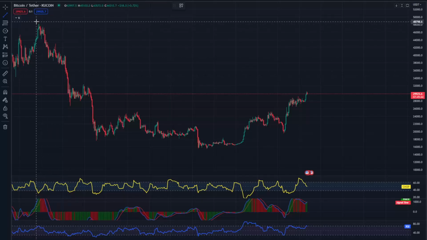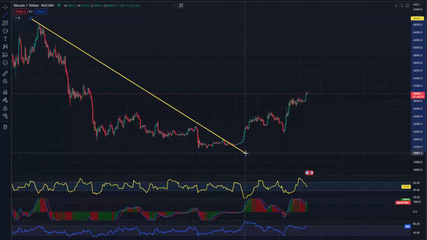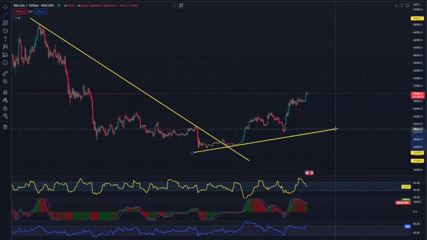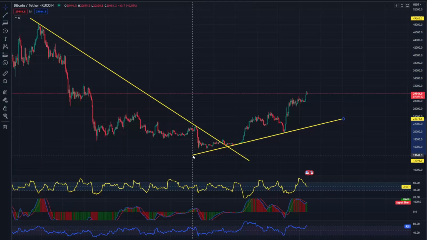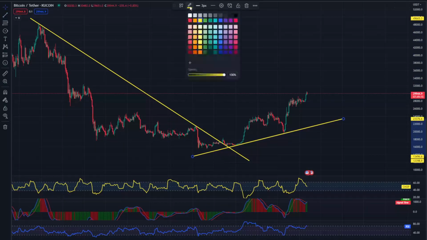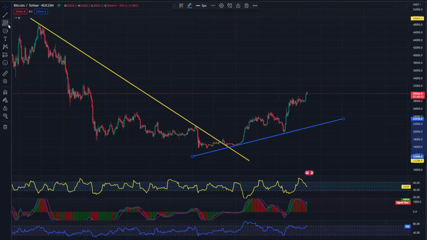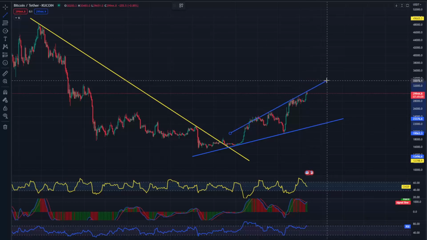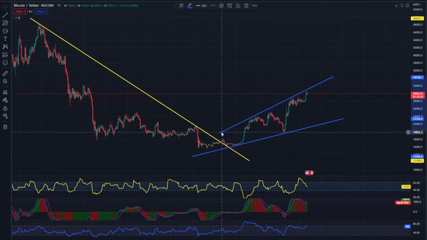Let's start by checking the current situation on the BTC pair to USDT, taking into account the one-day interval. First of all, using the yellow line, it is worth marking the downtrend that the price has overcome, and we are currently moving in the uptrend channel marked with blue lines.